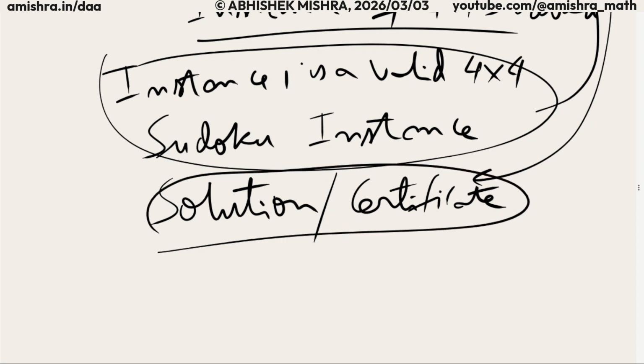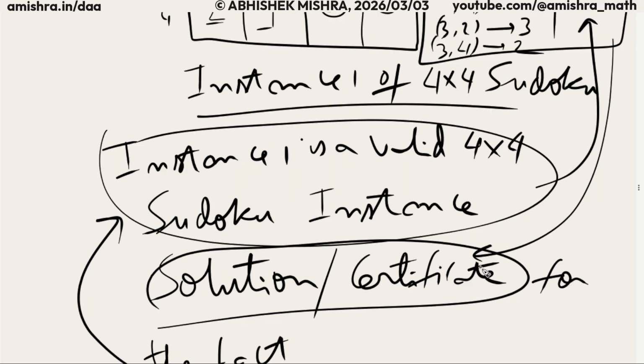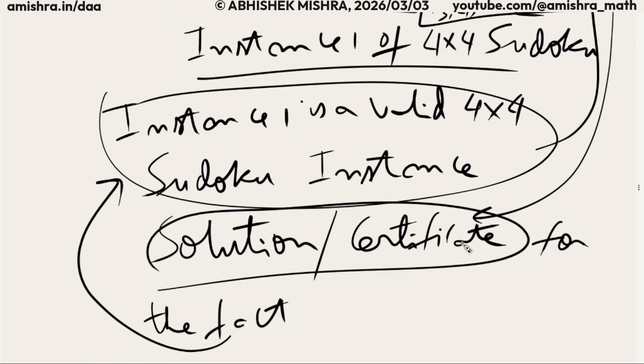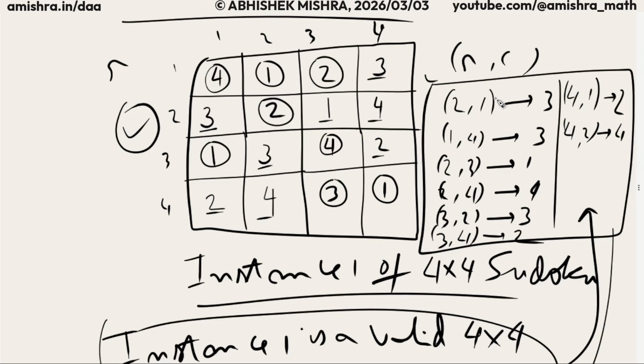Certificate for the fact that, what is the fact? This is the fact that instance 1 is a valid 4x4 Sudoku instance. What is the proof? Its proof is a solution, and the solution is called certificate in computational complexity. So this is the certificate that this is a valid Sudoku instance.